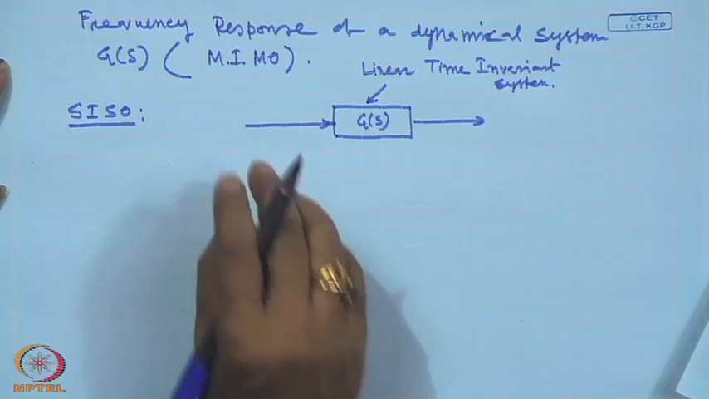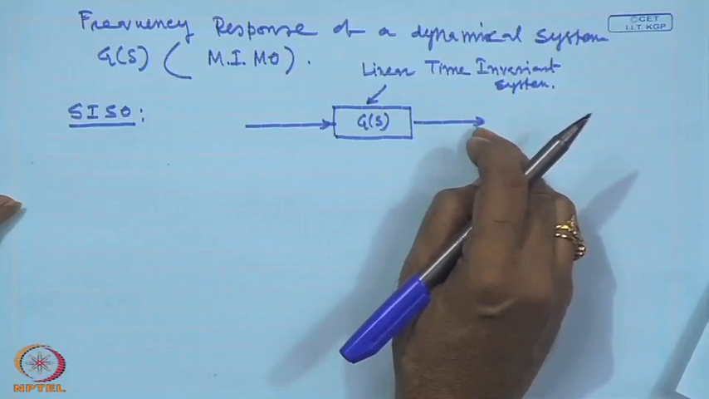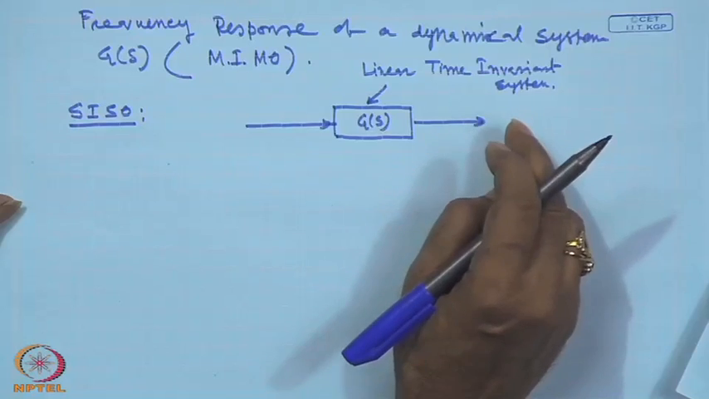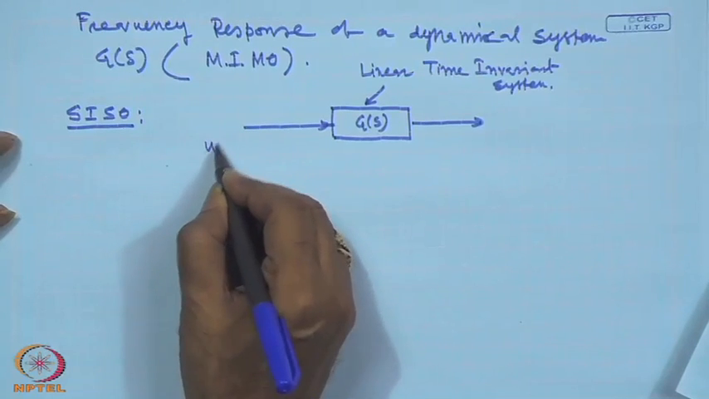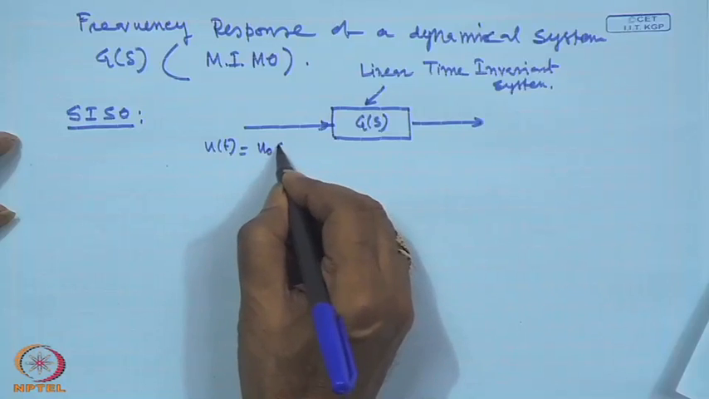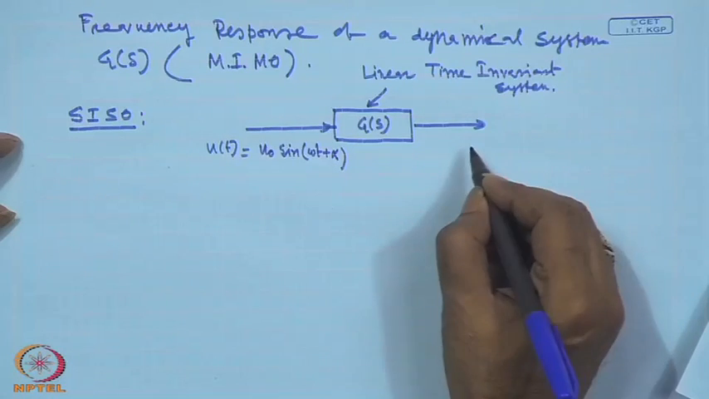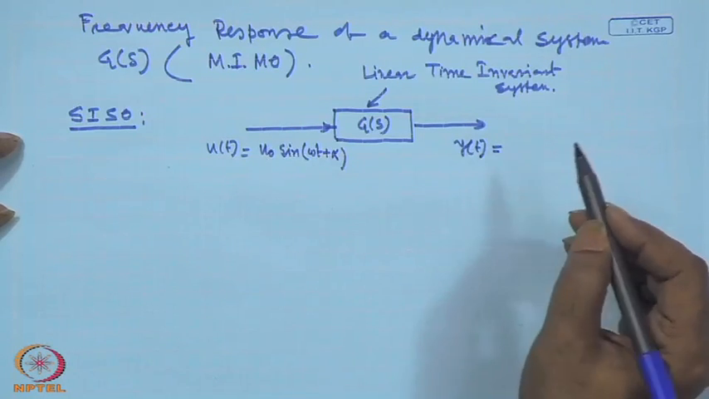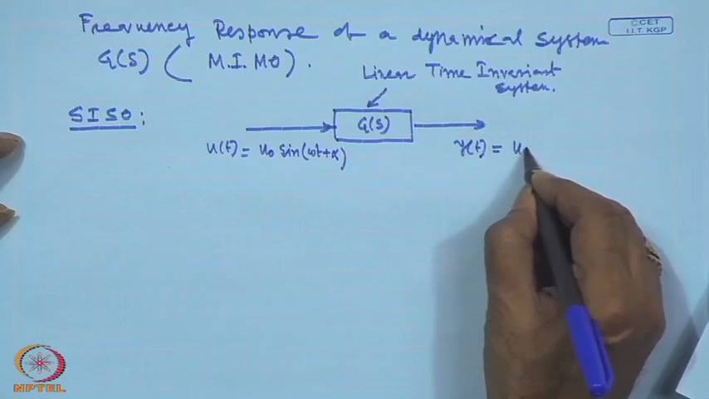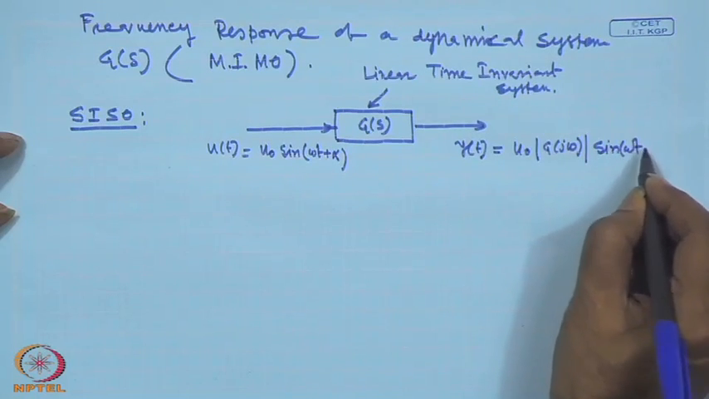The frequency response is this: your input is a sinusoidal signal, the magnitude of the input is kept constant, then we change the frequency, and at each frequency we see the output magnitude. The frequency will be the same, but there will be a change in phase angle. So, let our input be u0 sin(omega t plus alpha). Naturally our output response will also be sinusoidal, but the magnitude is different from u0 and the phase angle is different. It will be u0 times the magnitude of G(j omega), times sin(omega t plus beta), the same frequency, mind it.